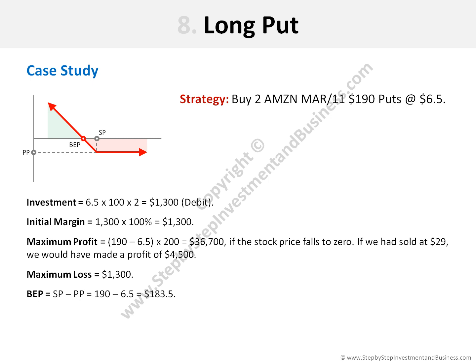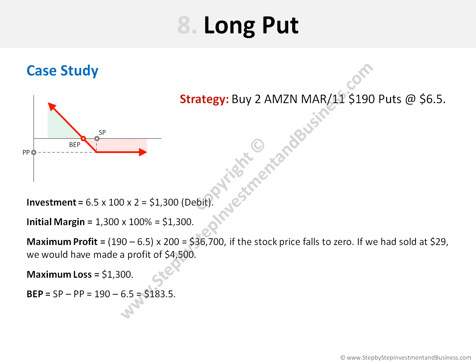The initial margin required is equal to the 100% of the cost of the puts. That is $1,300. This is the minimum amount of money that must be deposited into our account in order to open the position.